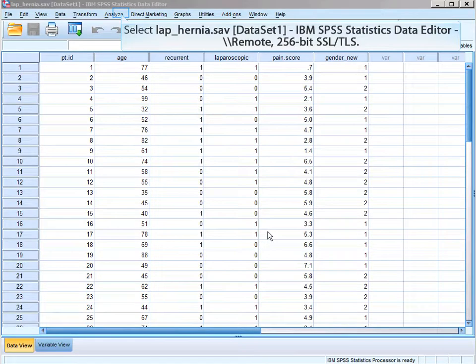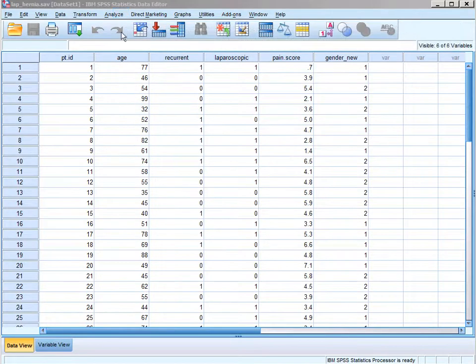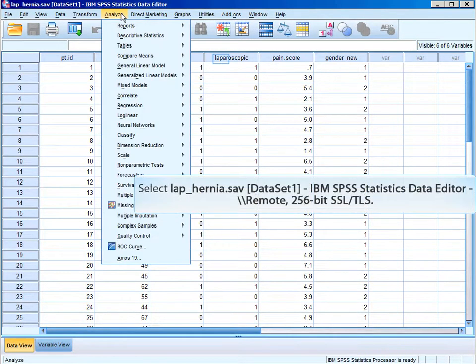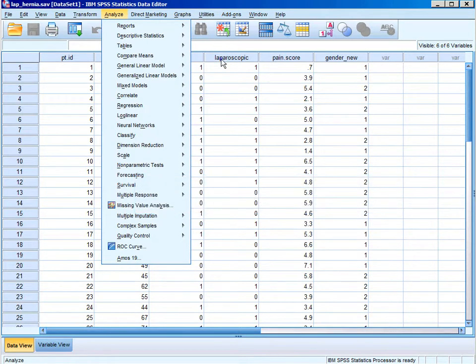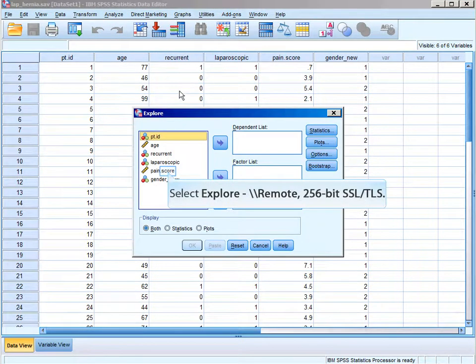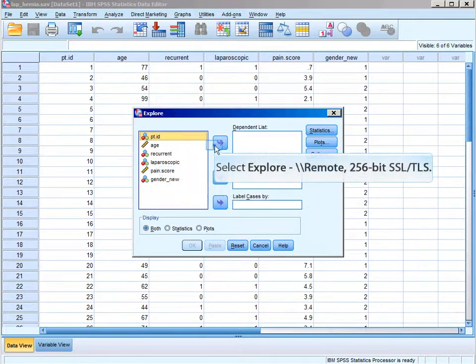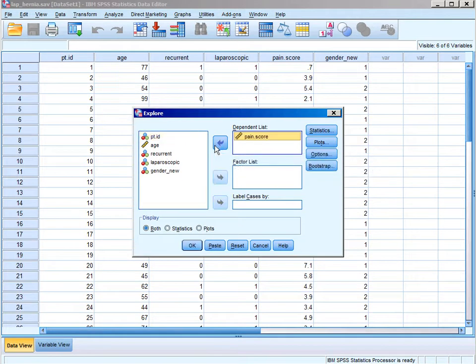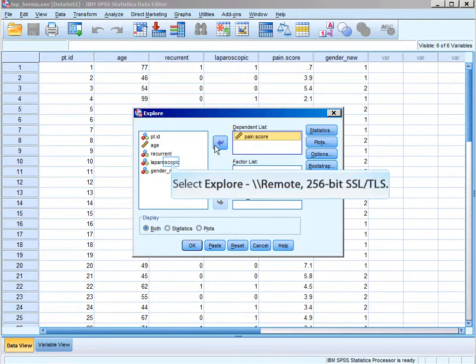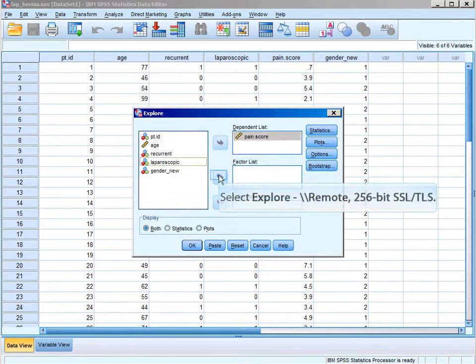Opening lapHernia.sav, you should see this. Go to Analyze, Descriptive Statistics, Explore. Now previously we pulled just our dependent variable into the dependent list. Now we also want to include a factor, and the factor that we're going to look at is laparoscopic.